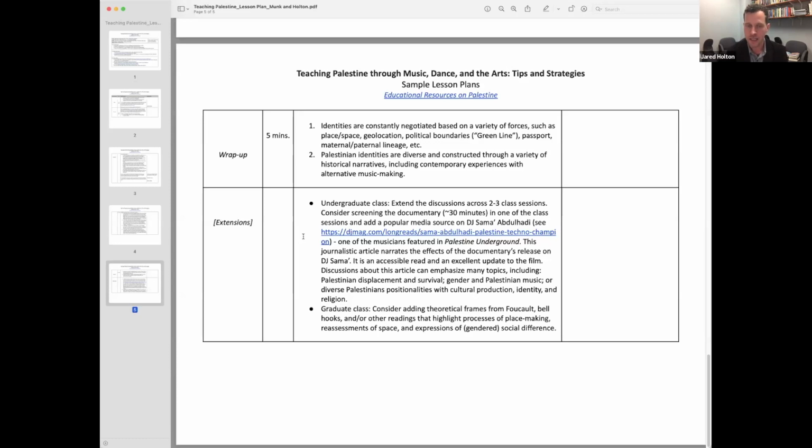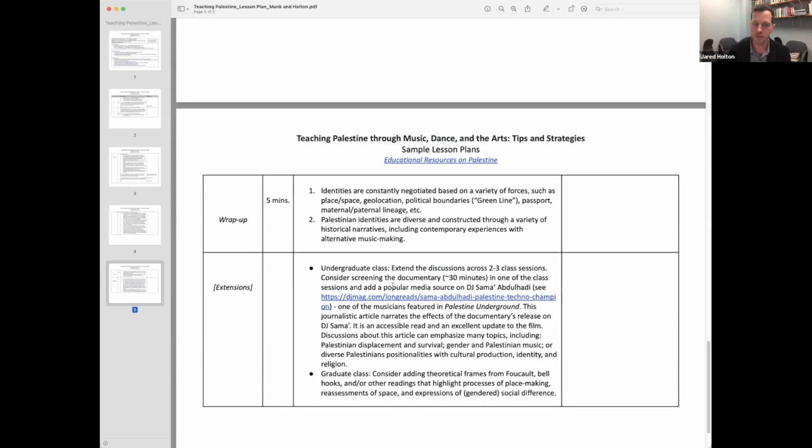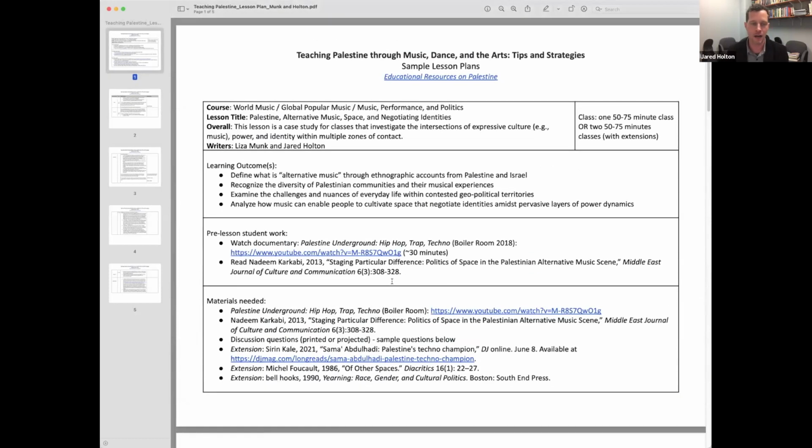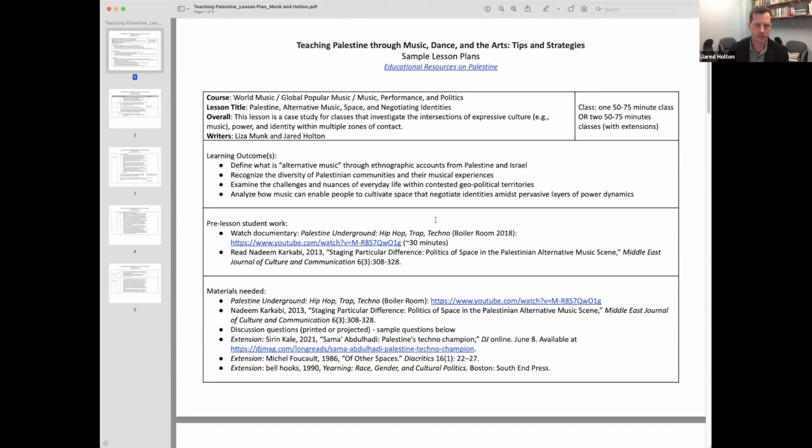Bell Hooks' book, Karkabi uses this book to think about marginality as a dynamic space of, quote, radical openness to difference. All of these can be explored further in graduate classes with other sources as well. I'm going to finish there. This resource that Liza and I wrote is included in our folder, along with the sources, Nadim Karkabi's source, and I think one other source. And then these links all will take you to the electronic space you need to access that material.